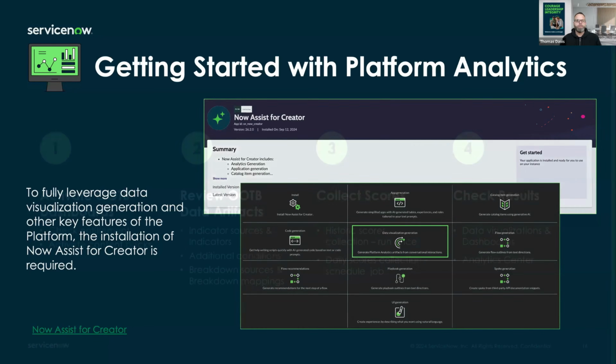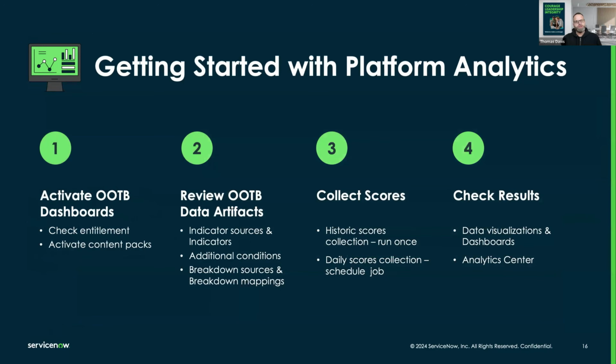So real quick, I want to transition into the way that you should think about how you're going to use things inside of platform analytics. So obviously, activating the out of the box dashboards that are there, which I showed you some of the ones that were there before. And when I mean activate, I really mean collecting scores for data visualizations that are on those, turning on those collection jobs, and then reviewing all of those out of the box data artifacts to make sure that they're giving you the numbers that you anticipate that you should be getting.